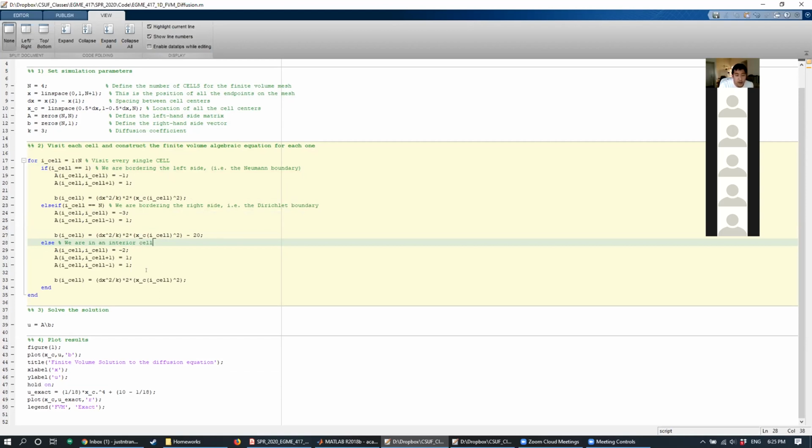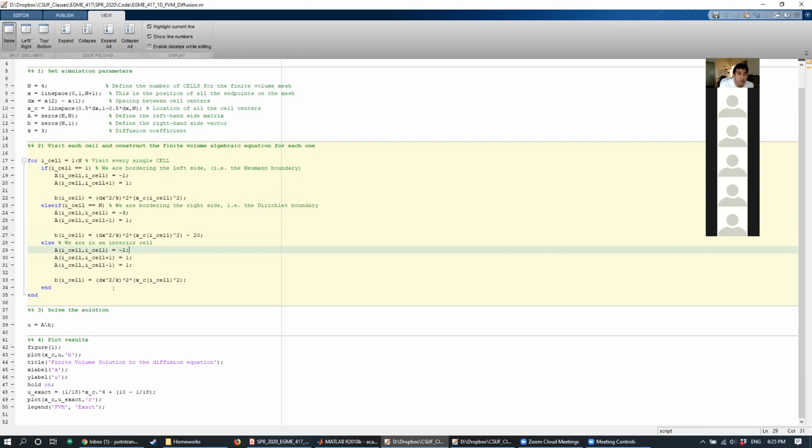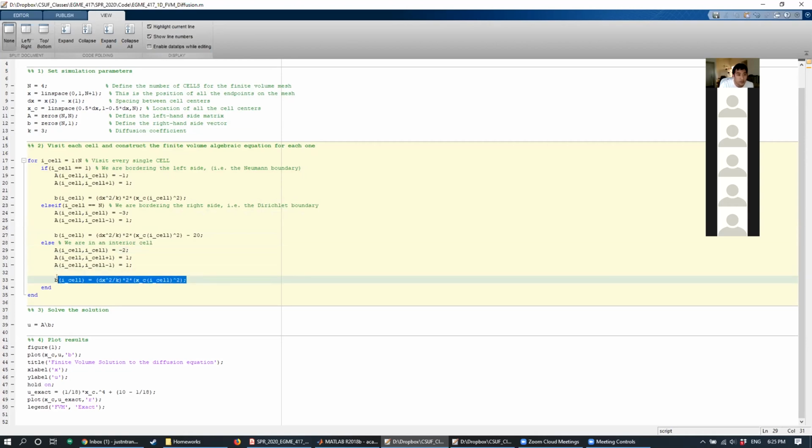So here we apply our interior equation. Where the coefficient for myself, or the cell in question, is going to be -2. And then you put a coefficient of 1 for both the right and the left neighbors. And then our right-hand side vector is going to be this expression right here. Okay? So same as before.